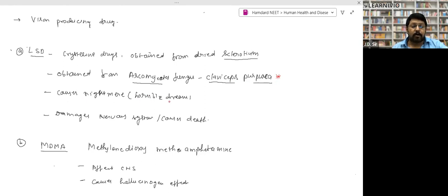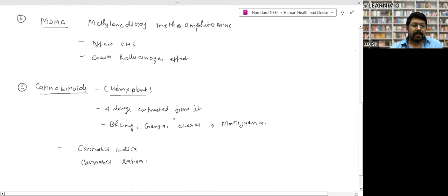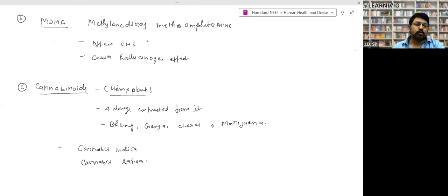It causes nightmares, horrible dreams. It damages the nervous system and even causes death. This is the strongest out of all the drugs used in drug abuse. MDMA, methylenedioxymethamphetamine. It affects the central nervous system. It causes hallucinogenic effects. Most of this drug abuse happens in pubs and clubs, right? Where people keep on dancing for 4 or 5 hours while having MDMA. So those tablets which are used in drug abuse in discos and pubs are just made up of MDMA.